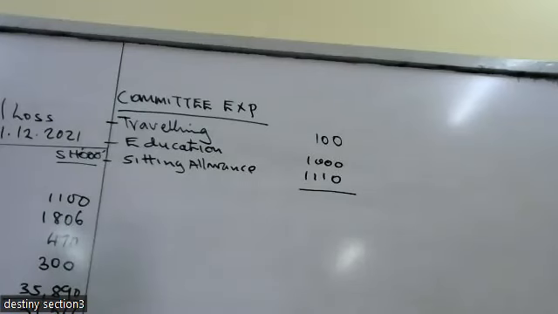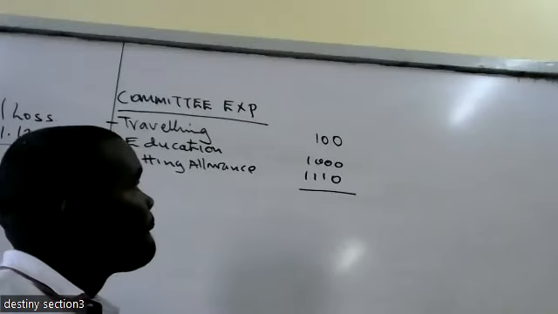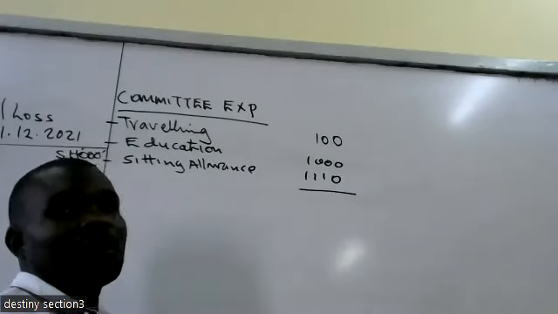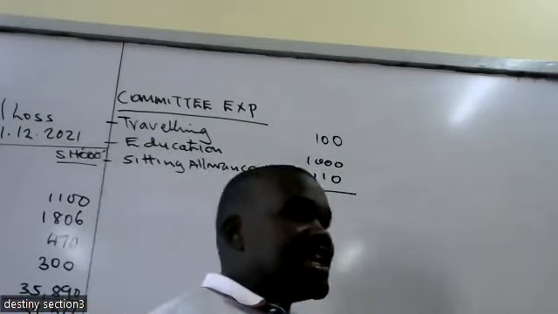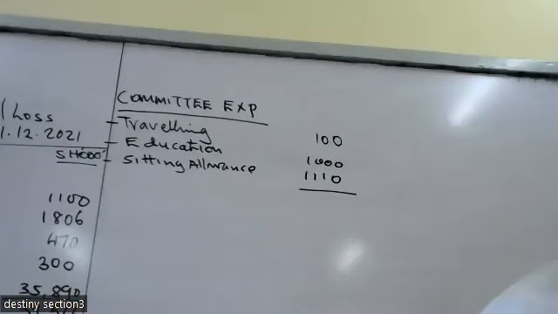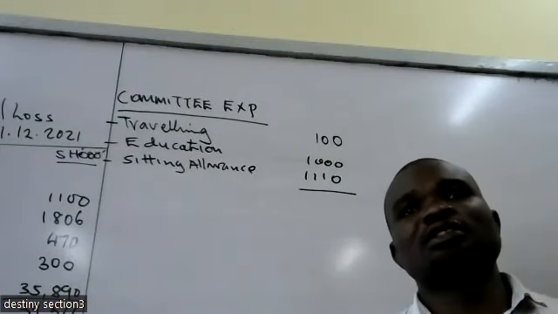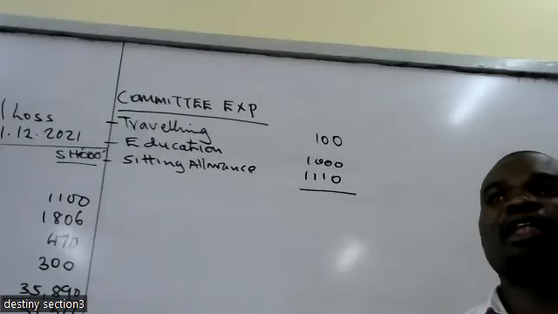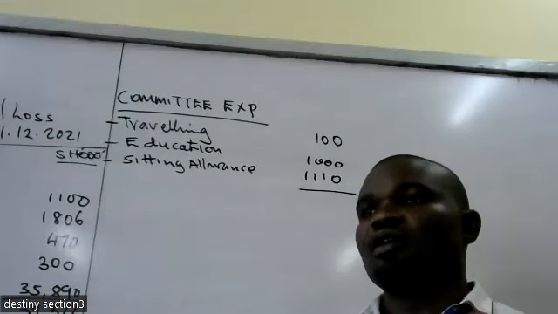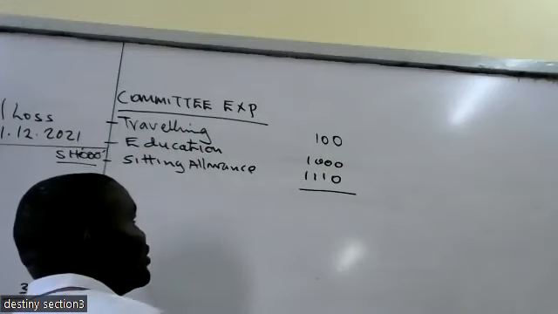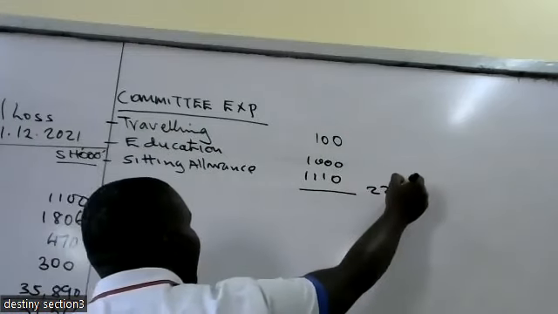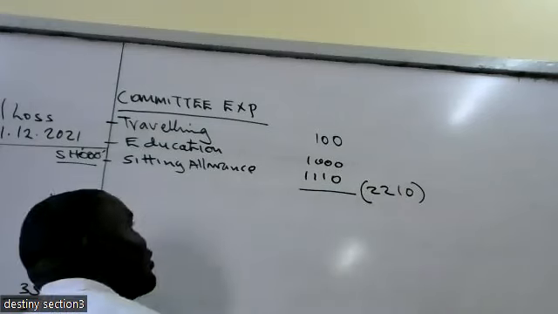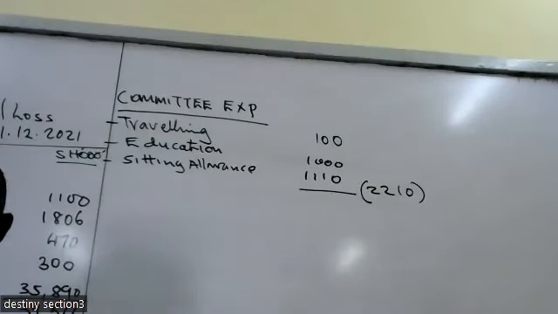Entertainment. Where does it belong? I thought it could belong to committee. No, entertainment does not go to committee. Entertainment, we entertain members, not committee. So entertainment, you will classify under members. So how much? 2210. Good. Let's go to the next expense.